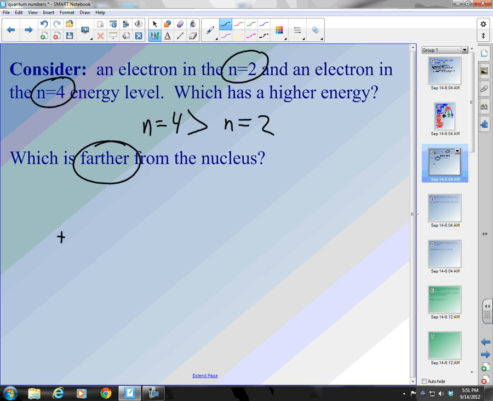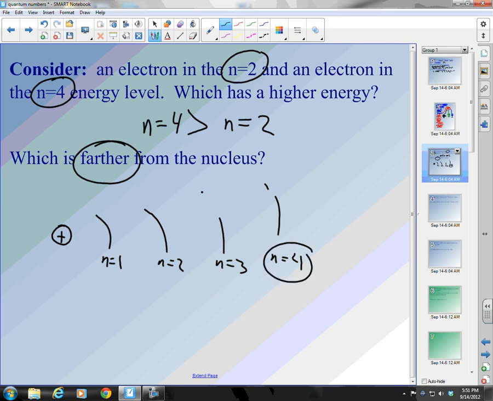And the way to think about that is, here's my nucleus, and here's an energy level, energy level, energy level, energy level. n equals 1, n equals 2, n equals 3, n equals 4. The farther I go, the higher my energy level is, and the farther I am from my nucleus. When I'm at n equals 4, I am this far from my nucleus, for instance, and at 2, I am this far. Which one has a higher energy?